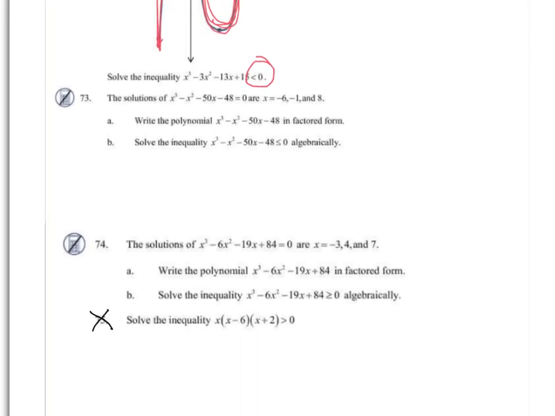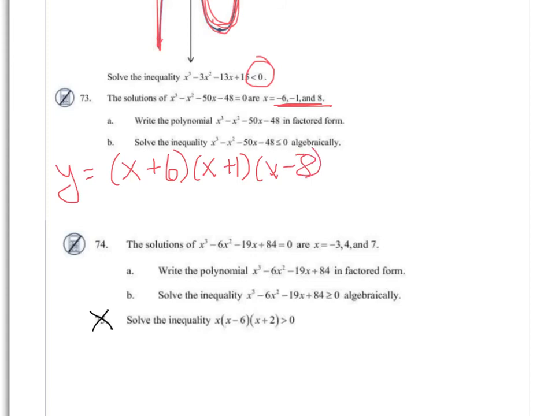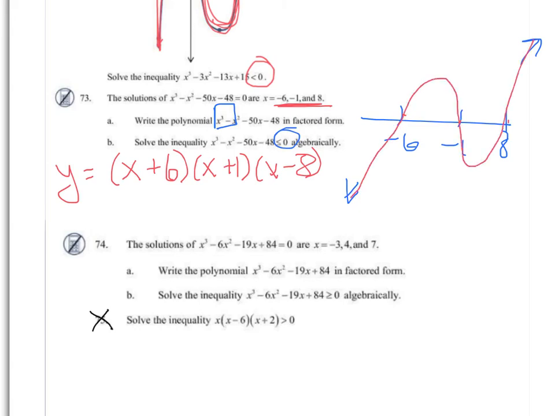So for 73, they give us the zeros. So what I can do is to write it in factored form. It's going to be x minus -6, x minus -1, and x minus 8. Now I'm going to use those zeros to get a sketch of the graph to figure out what's going to be above and below the x-axis so I can solve the inequality. Because it's an odd degree positive leading coefficient, I know the end behaviors are going to point in these directions. So the only way to sketch this end behavior and go through these 3 zeros is to go up and down and back up. So the parts of this that are less than or equal to 0 is here and here. So the answer to part B is every x less than or equal to -6 and every x between -1 and 8.